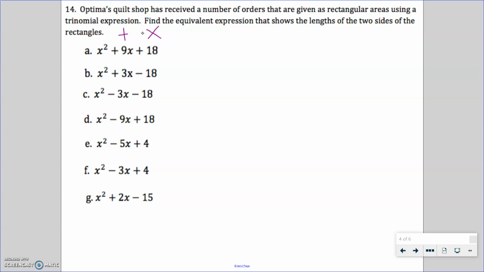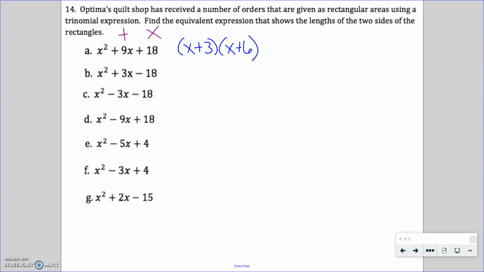All right, if you've unpaused the video, you're probably ready to go. So for letter A, two numbers that add to give me 9 but multiply to give me 18. 1 and 8 won't work. 2 and 7, 3 and 6. So x plus 3 and x plus 6. 3 times 6 is 18, but 3 plus 6 is 9.